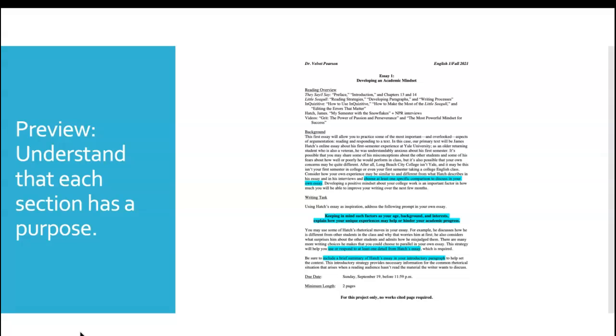sheet. Up at the top, you'll notice there's a reading overview. That's going to give you a preview of all the different things we're going to read throughout the course of the assignment. So I know sometimes people look at that and think, wow, that's a lot to read, but keep in mind, we're not going to read it all in one night. We're going to read it spread out over the 3 or 4 weeks we might spend working on the particular essay.